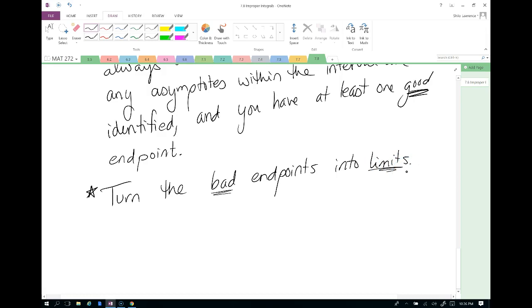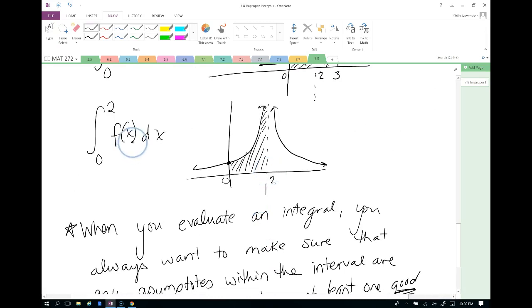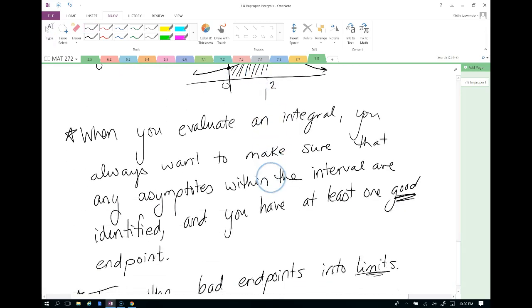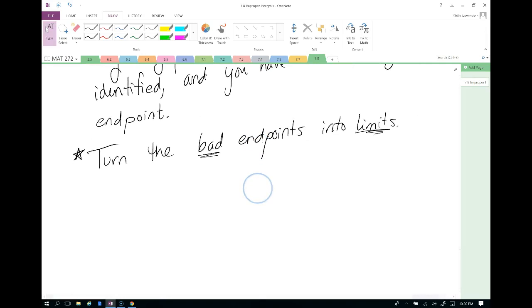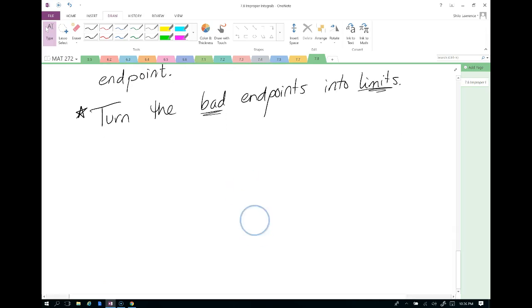We're going to turn our bad endpoints into limits. We can't exactly plug 2 into this function. What gives us vertical asymptotes are typically values that make 0 in the denominator, and we're not allowed to divide by 0. So that's why 2 is a vertical asymptote. So what we do instead is we just ask, well, what is the limit as x approaches 2 for this function? We're not actually going to plug 2 in, but we're going to look at the limit as it approaches 2. So we're going to turn all those bad endpoints into limits.